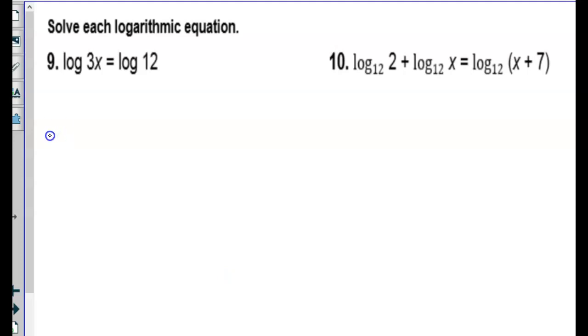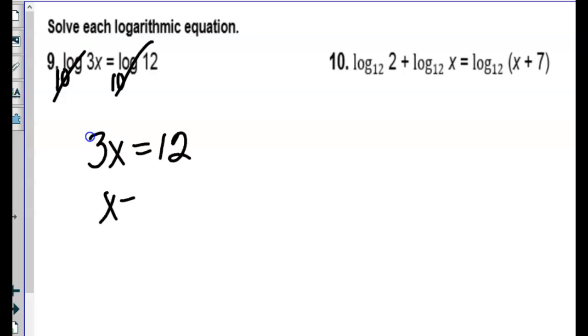Oh, what's happening on number 9? Single log on both sides, right? If you want to think of it as an exponentiate, it's a base 10 on each side, so we just have what? Equals 12, x equals 4, we're golden.